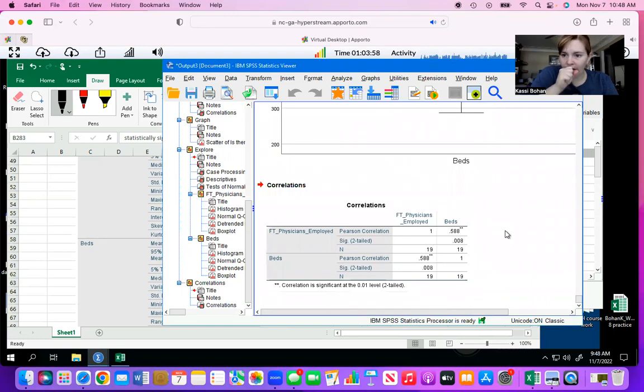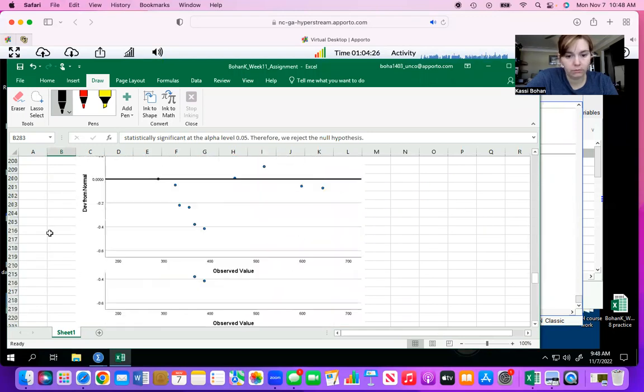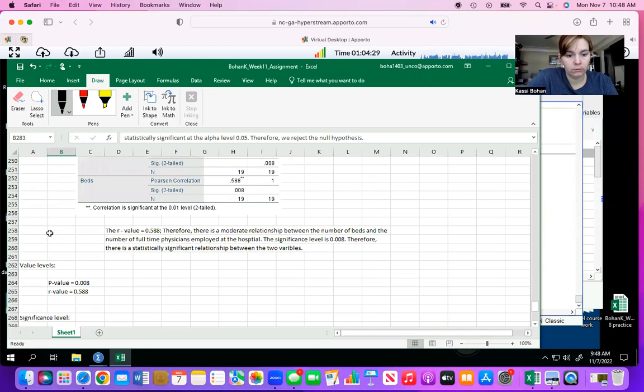As you can see, it has calculated our R value. My R value is 0.588, which, according to the scale we follow, is a moderate to strong correlation. But given the p-value is statistically significant, it is leaning more towards strong. Scroll down. And I said that because of the R value, the relationship is moderate.